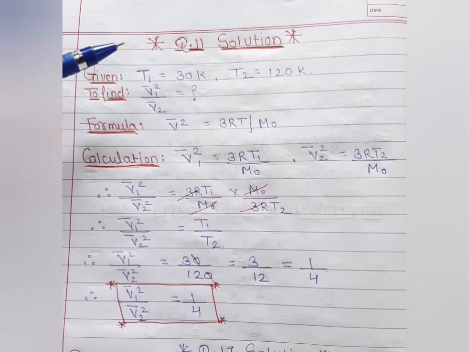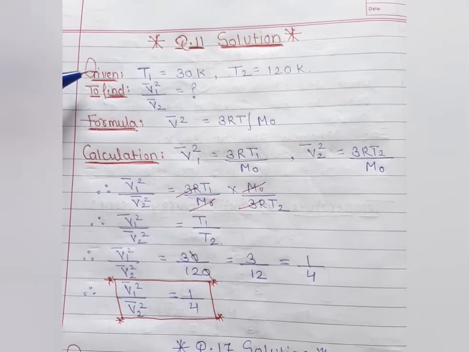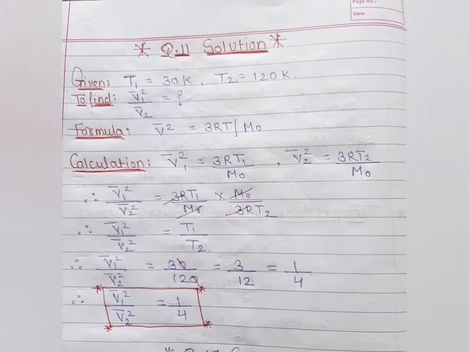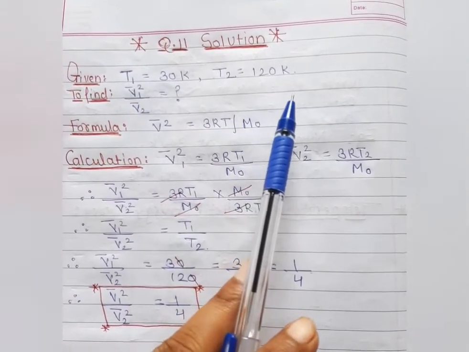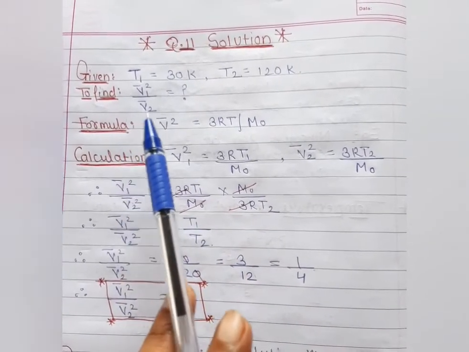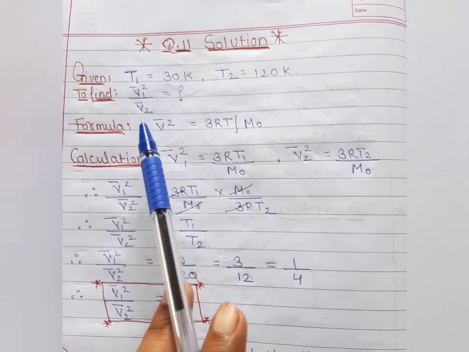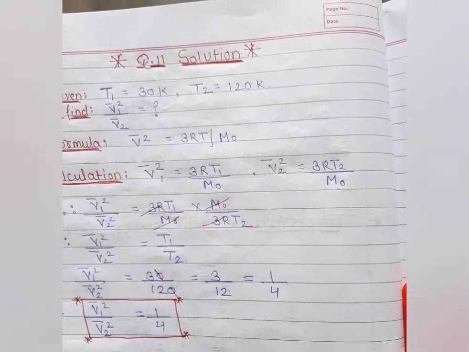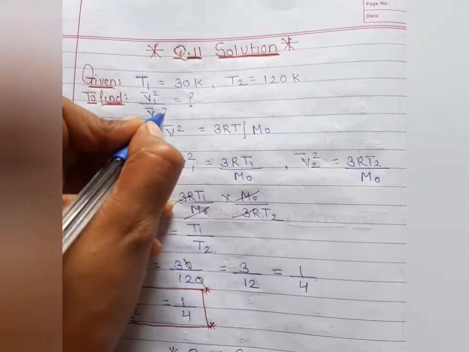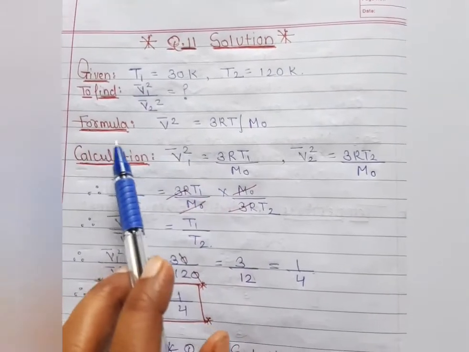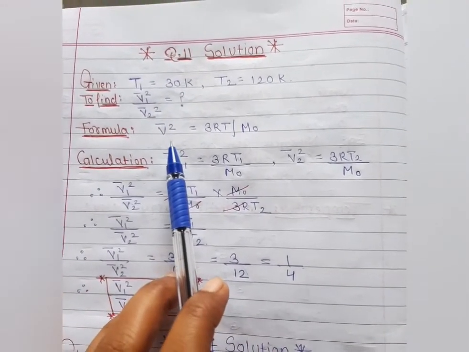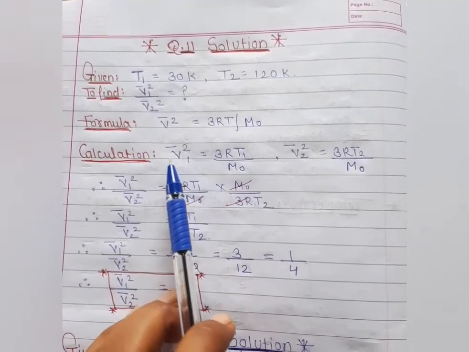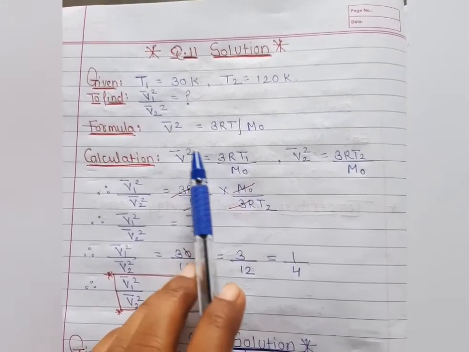So let's go for the solution of question number 11. The given data: the initial temperature T1 is 30 Kelvin and the final temperature T2 is 120 Kelvin. We have to find the ratio of the velocity of the gas molecules, that is V1 square and V2 square, where V2 square is the unknown. The formula, you know it very well, students: the RMS velocity of the gas is the square root of 3RT upon m naught. You remember that formula? We apply it here.